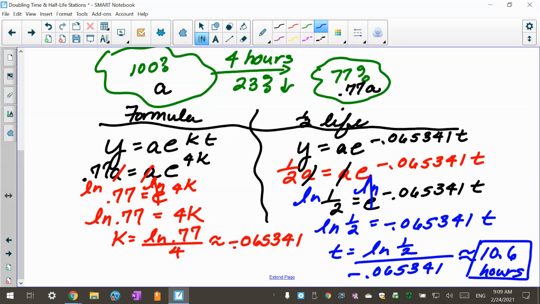So again, I want to reiterate, when you get a problem like this, and I'm asking you to come up with an answer, you've got to come up with a formula first, or at least find the k so that you can use it to find the half-life. Don't put that in right off the bat. So that's station 5. I'm going to just do one more, so you're going to have to do station 7 on your own, but I'm going to do station 6, and that's the next one.